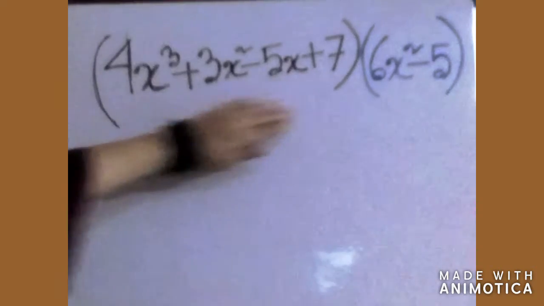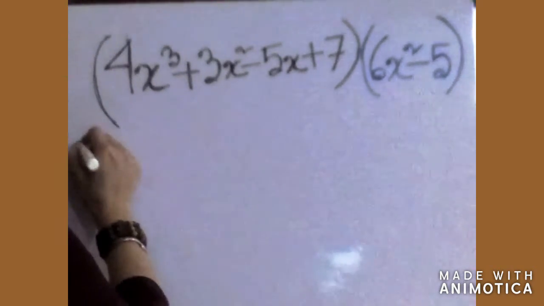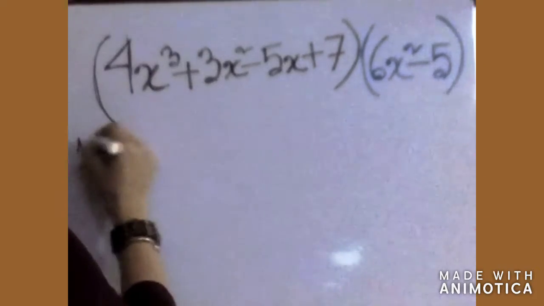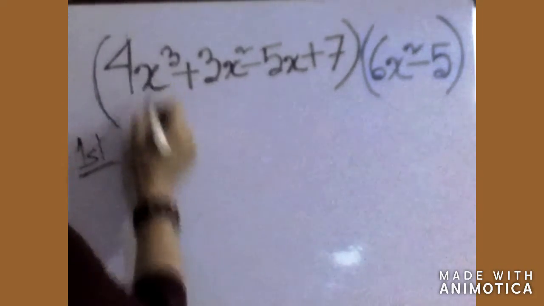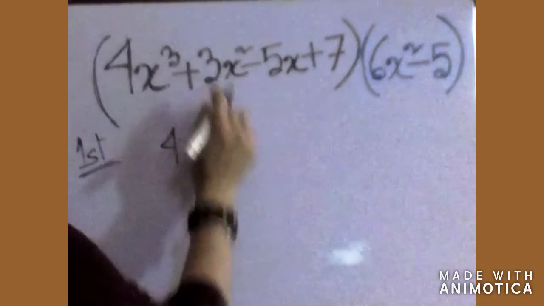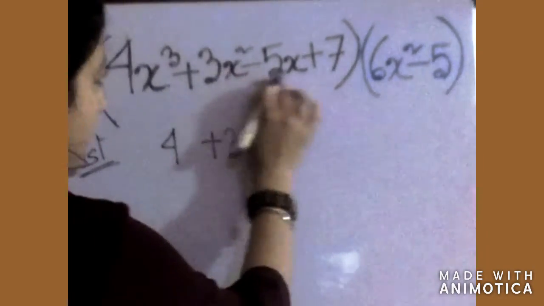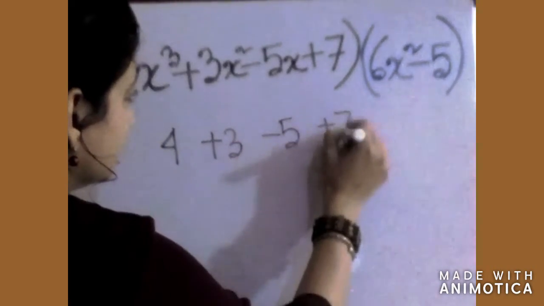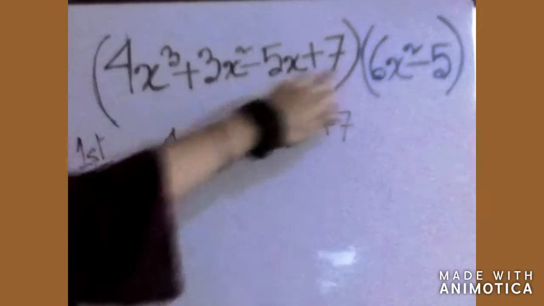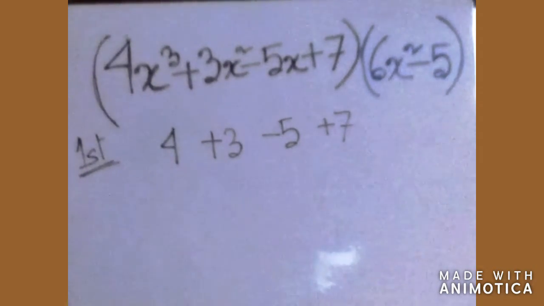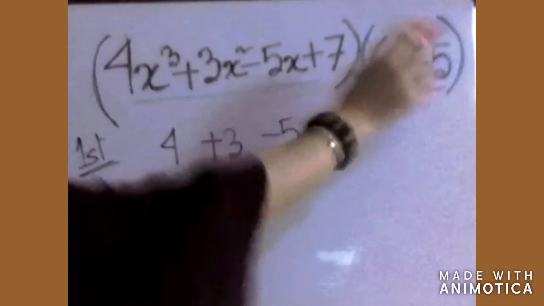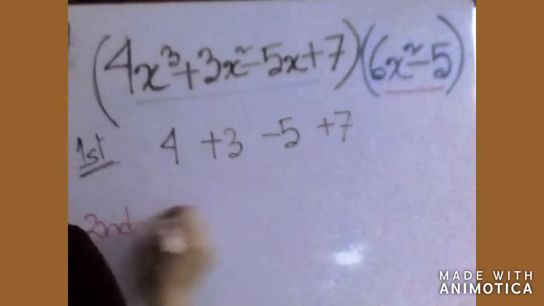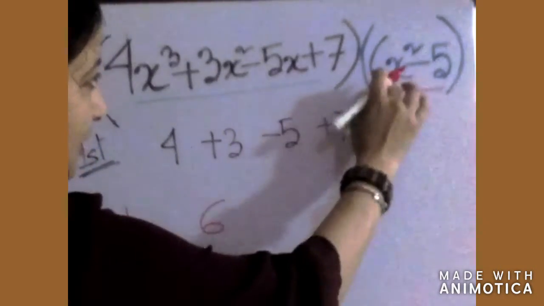So from the first polynomial, after detaching the coefficients from the variables, we get 4, plus 3, minus 5, plus 7 from the first polynomial. And now from the second polynomial, this one, 6x square minus 5, we are getting 6 as the coefficient of x square.